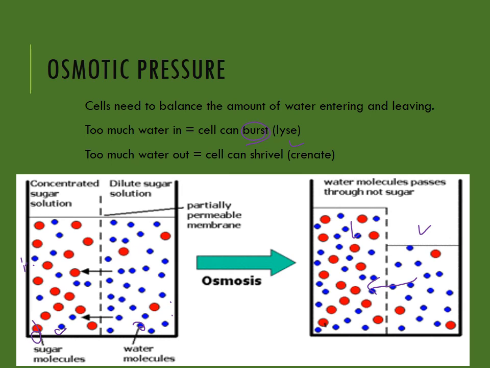Too much water in a cell can cause the cell to burst, which we call lysis. Think about the cell as a balloon. You add too much air into it, it will burst. You add too much water, even in a balloon, it will burst. Too much water out of the cell, it will shrivel or crenate. It's like when you're dehydrated, you start to lose water, so your cells start to starve. Take the air out of a balloon, it shrivels up, or crenates.